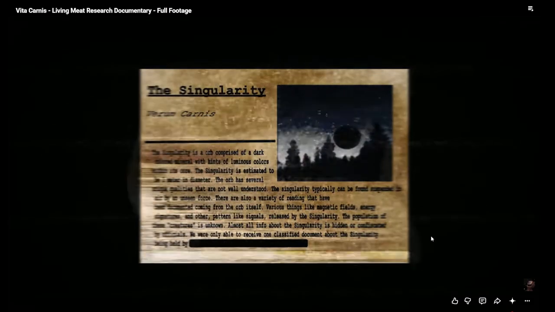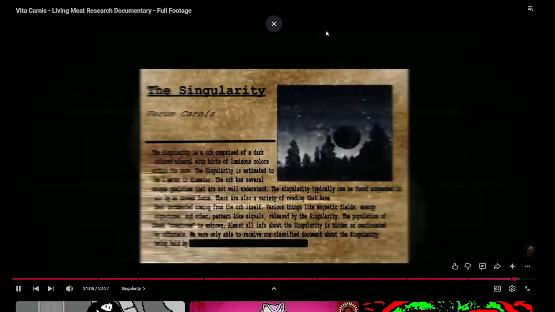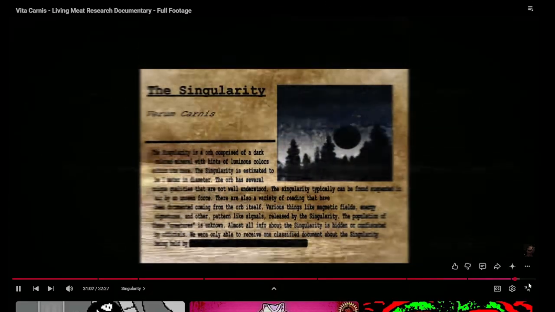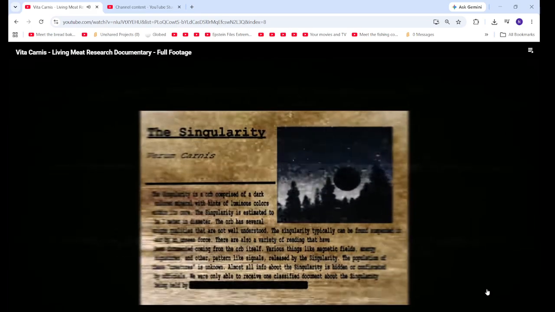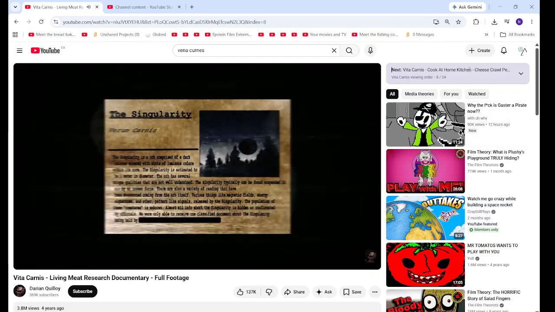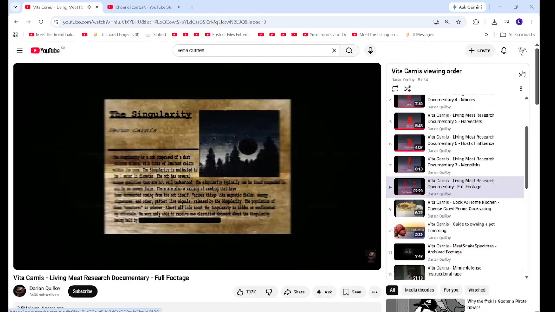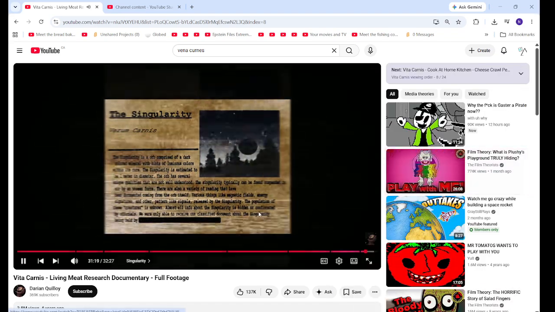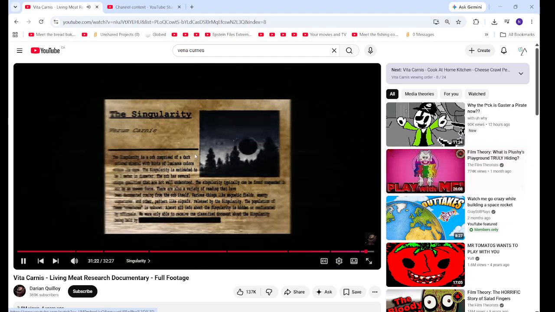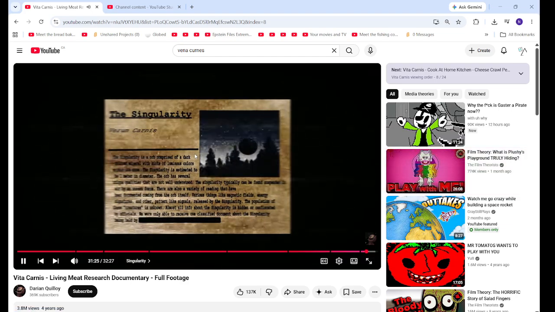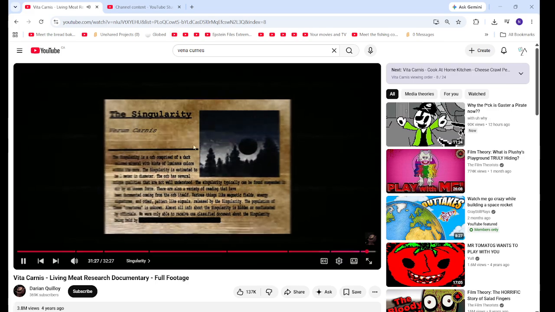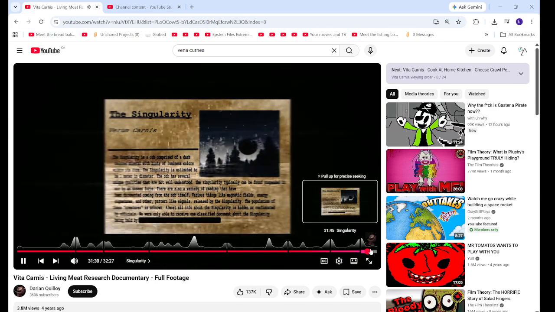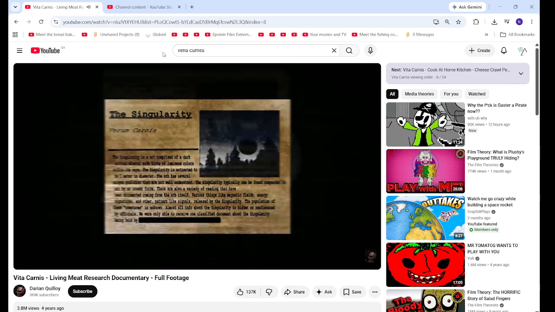The singularity is an orb comprised of a dark-colored mineral with hints of luminous colors within its core. The singularity is estimated to be 1 meter in diameter. The orb has several unique qualities that are not well understood. The singularity typically can be found suspended in air by an unseen force. There are also a variety of readings that have been documented coming from the orb itself. Various things like magnetic fields, energy signatures, and other pattern-like signals released by the singularity.